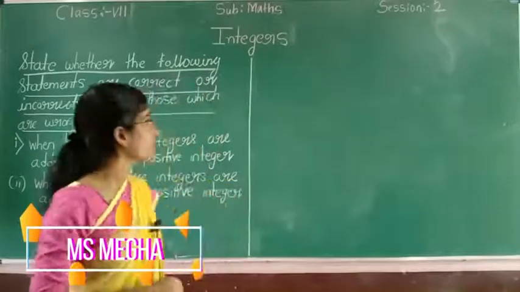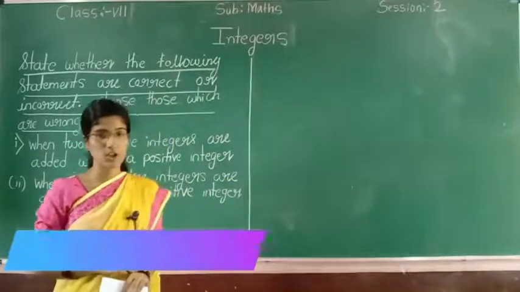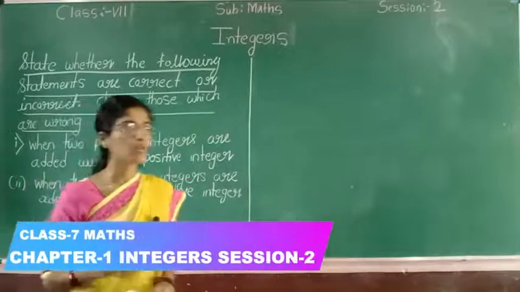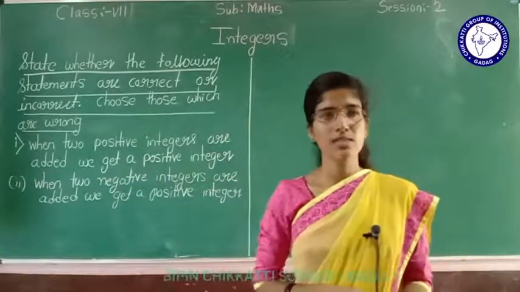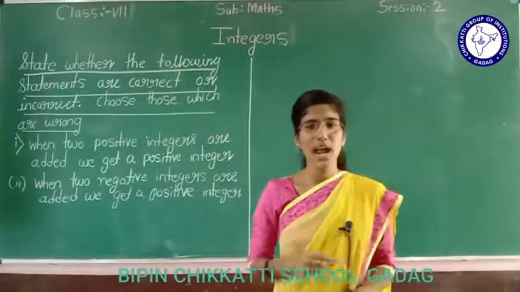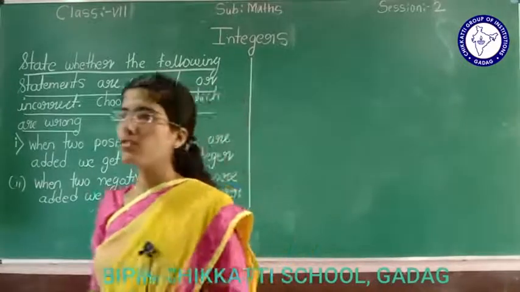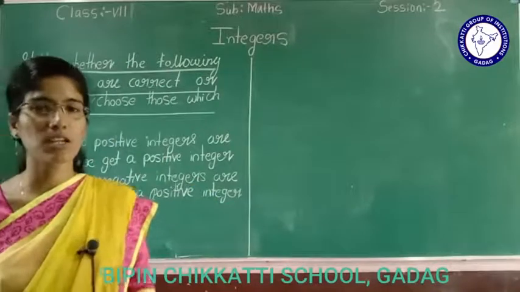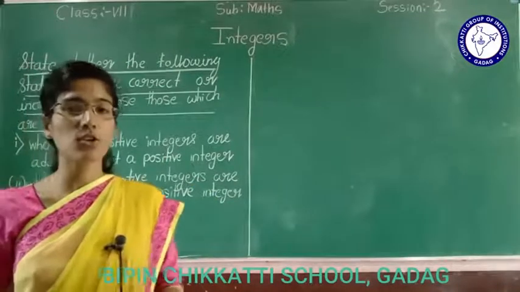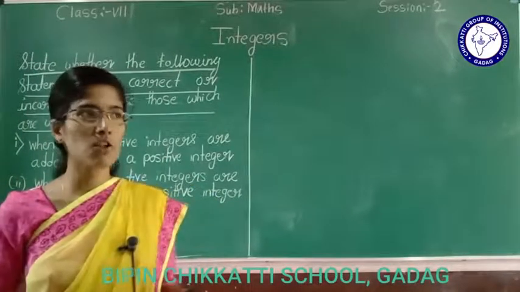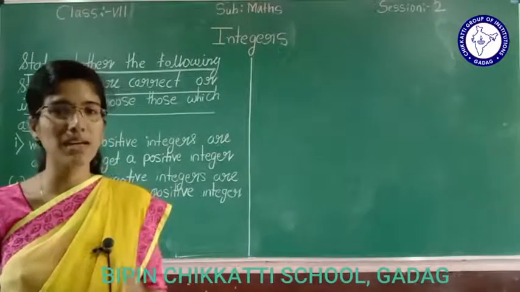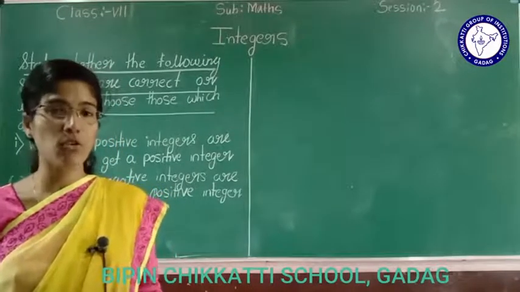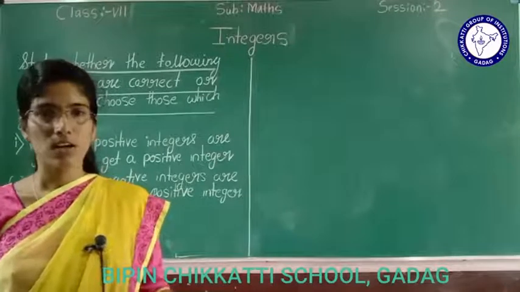In the last class we saw the definition of integers and how to represent an integer on the number line, and we have seen facts about addition and subtraction of integers on the number line. Again I told you that going on the number line is complicated. For big numbers we can't go to the number line again and again.